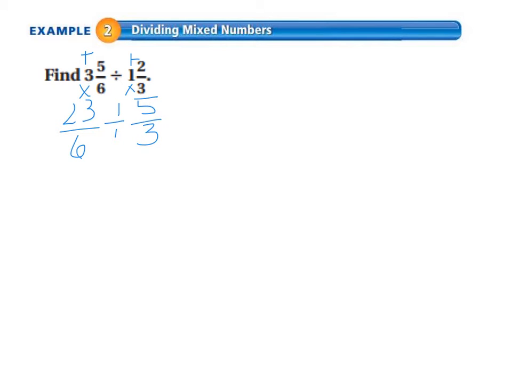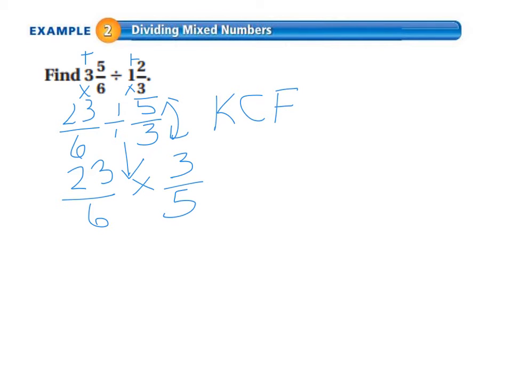I'm ready now with improper fractions to do my keep it, change it, flip it. Keep the 23/6, change the division to multiplication, flip the 5/3 into 3/5, that would be the reciprocal. My next step is to look for any common factors. I see a 3 here and a 6 here. Those both have factors of 3 in them. 3 divided by 3 is 1. 6 divided by 3 is 2. 5 and 23 do not have any common factors, so I'm going to go ahead and multiply my numerators now. 23 times 1 is 23, and 2 times 5 is 10.